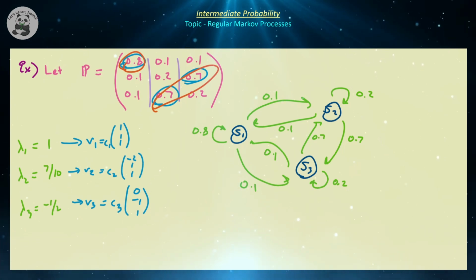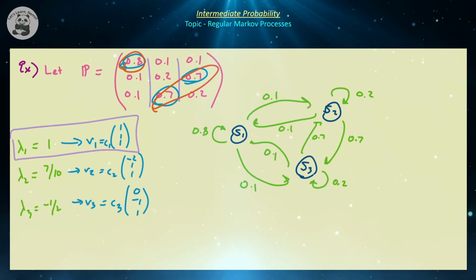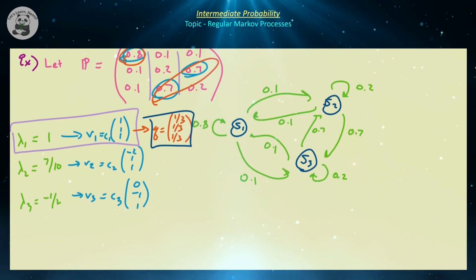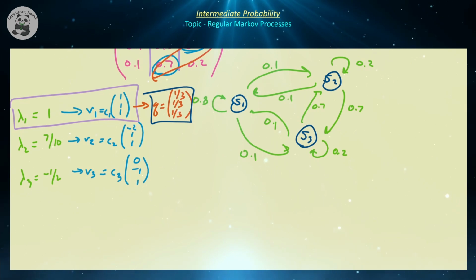The only interesting one that we really care about here is the one that is associated to 1, and that's this vector v1 equal to (1, 1, 1). If we make this into a probability vector, you're going to have q equal to (1/3, 1/3, 1/3). So this is going to be our limiting probability distribution for our stochastic process.